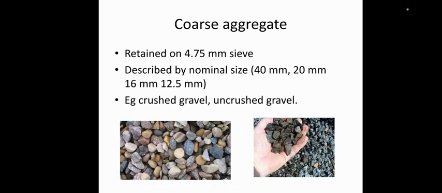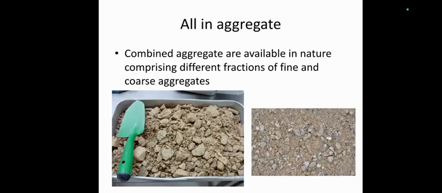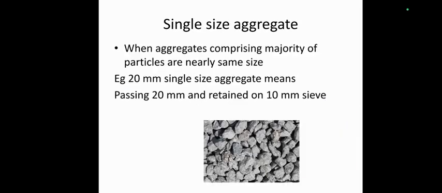Whichever is retained on 4.75 mm is coarse aggregate, while fine aggregate is what passes 4.75. Coarse aggregate also comes under crushed gravel as well as uncrushed gravel. Next one is all-in aggregate, which denotes both fine aggregate and coarse aggregate combined together. And next one is single size aggregate, which means it will have one size. So 20 mm means all the aggregate will be 20 mm, uniform in size.